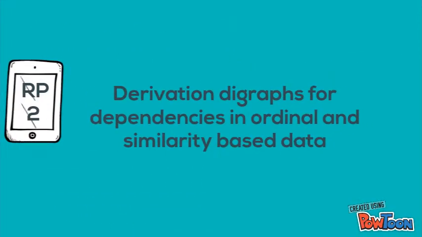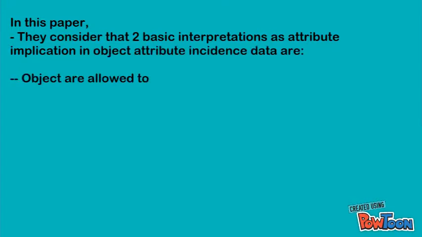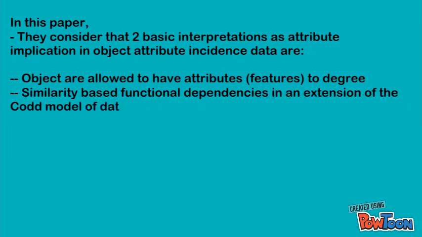RP2, Derivations I-graphs for dependencies in ordinal and similarity-based data. In this paper, they consider two basic interpretations: attribute implication and object-attribute incidence data. Objects are allowed to have attributes, features, to a degree. Similarity-based functional dependencies are an extension of the Codd model of data.